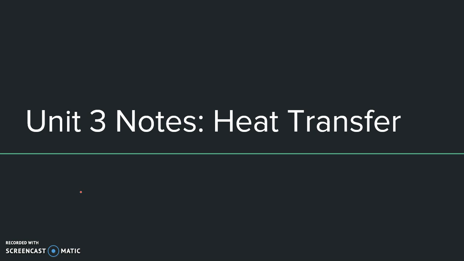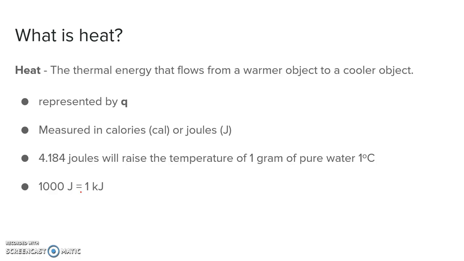So let's start out by defining heat. Heat is defined as the thermal energy that flows from a warmer object to a cooler object. We're going to represent heat by the letter Q, lowercase q. Heat is measured in either calories or joules. Calories, C-A-L, joules, capital J. We use joules in chemistry more than we do calories, so we're going to be using that for our units.